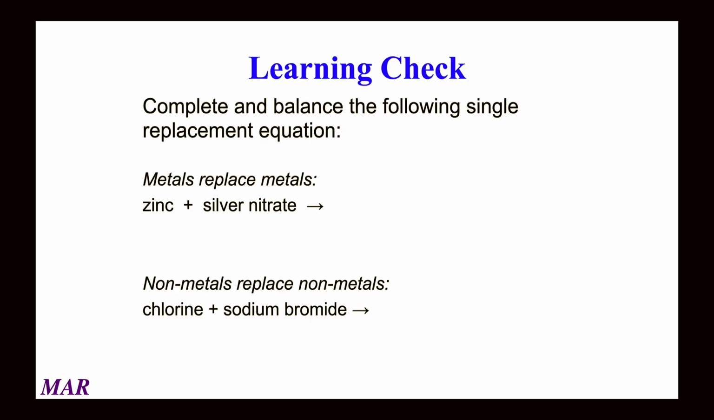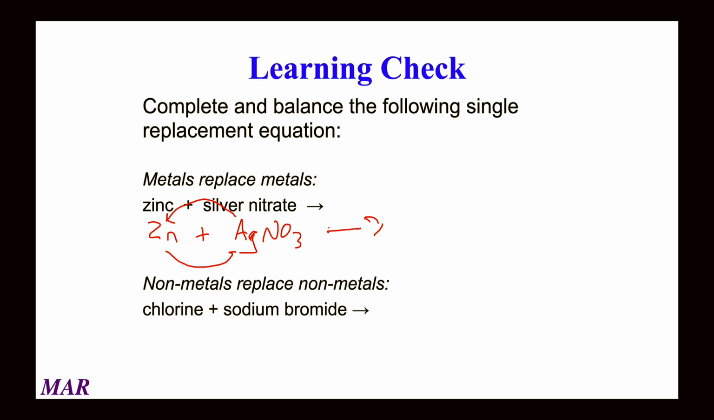Let's do a learning check, figure out here what's going on. So this first one, zinc plus silver nitrate, wonder what happens there. So again, what we've got, zinc and silver, both positive, both metals, all right? That's going to be single replacement. If you think about what these are, zinc and silver nitrate, AgNO3. And zinc and silver are going to trade places.